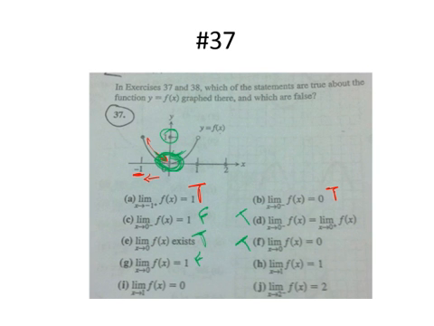H, as it approaches 1 is 1, that's false, and the reason why is because we don't have a right hand to justify it. You need a left and right hand to have that limit. I is also false, because again, you don't have left and right hand limits for it, so you can't do it.